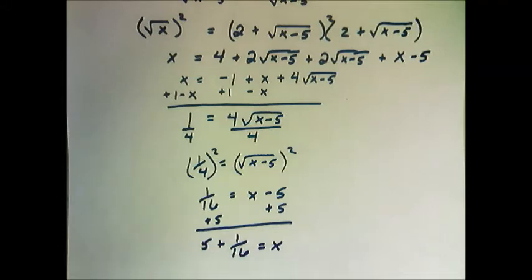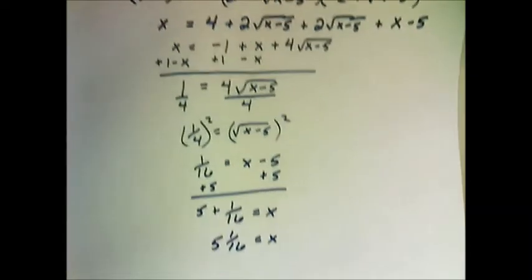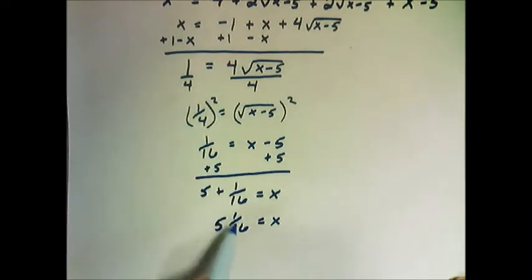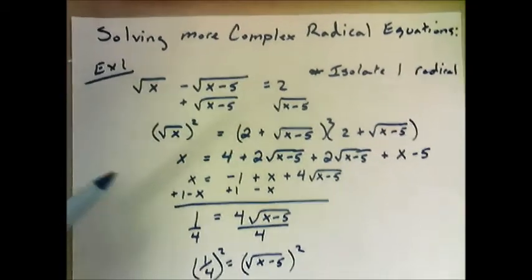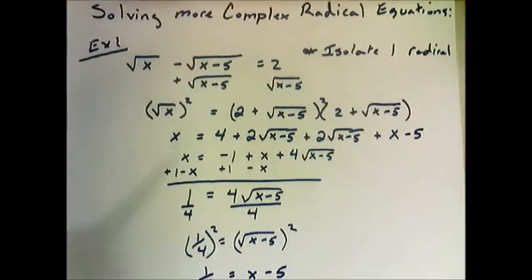Now, we really don't want to leave it as 5 plus 1/16, so you could do a couple different things. We can have 5 and 1/16 equals x, or we can write it as an improper fraction. 16 times 5 is 80, plus 1 gives us 81/16 equals x. Now, we do need to go ahead and plug this back in to make sure that it works. Remember, we could have extraneous solutions.